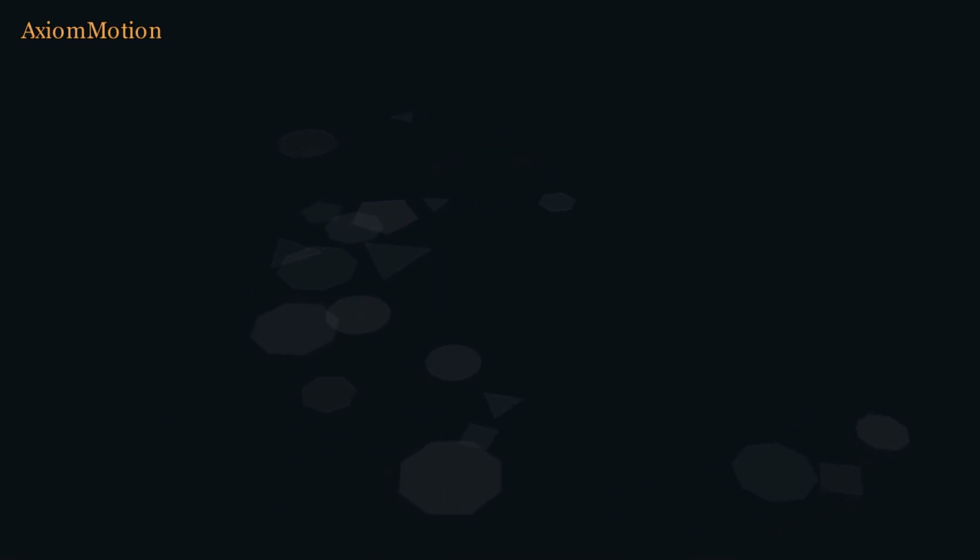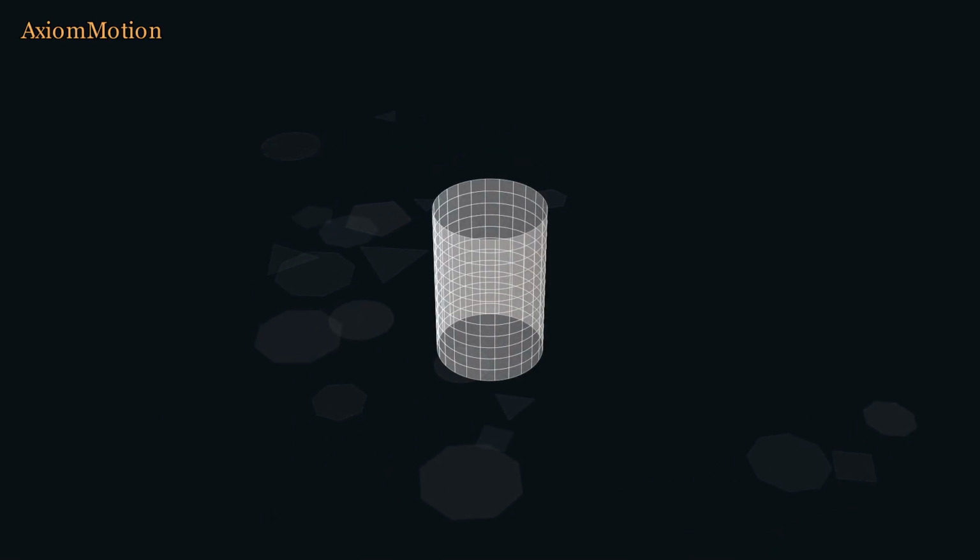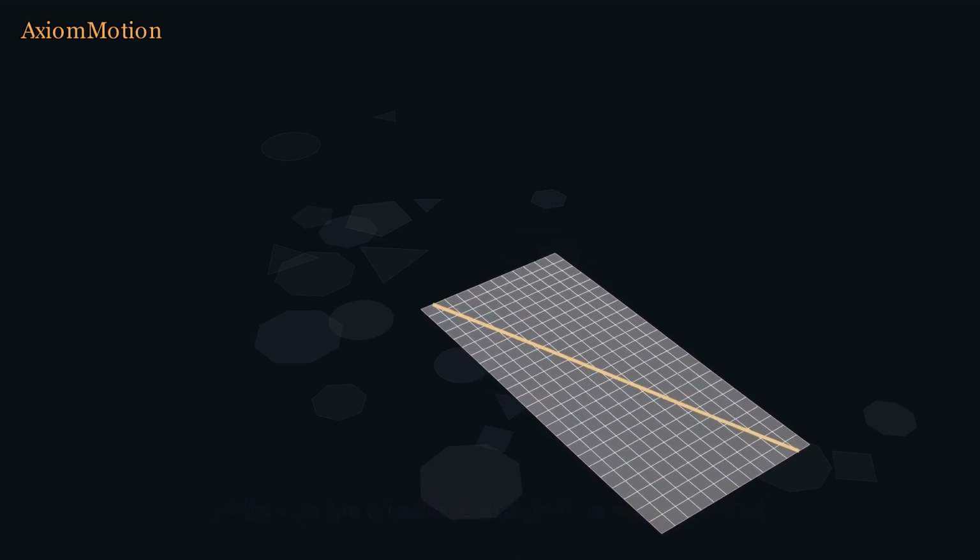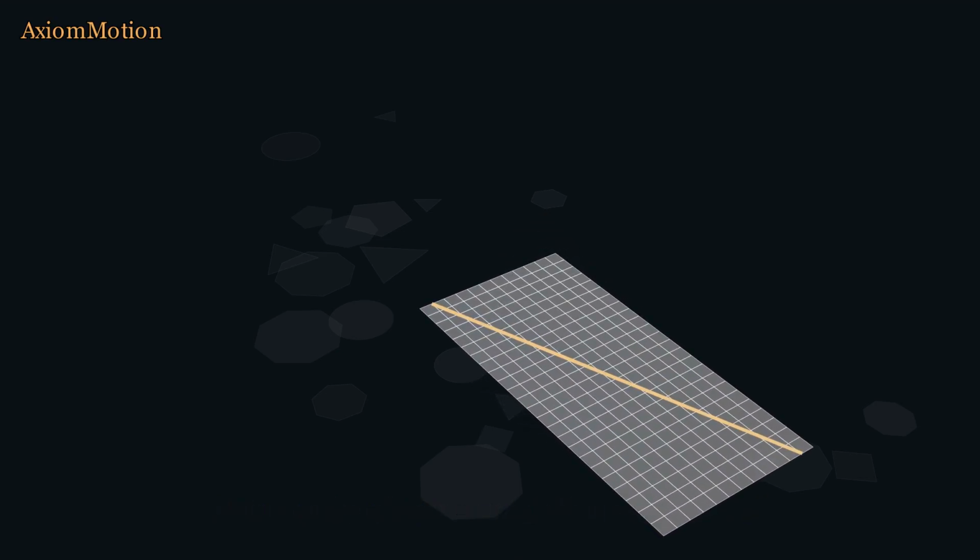On the cylinder, the answer is equally elegant. Take a cylinder and unroll it into a flat strip. Geodesics on the flat strip are straight lines. When you roll the strip back into a cylinder, those straight lines become helices. Vertical lines become straight generators. Horizontal lines become circles, and every line at an angle becomes a spiral.